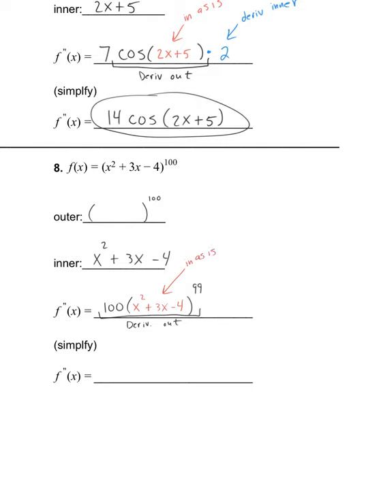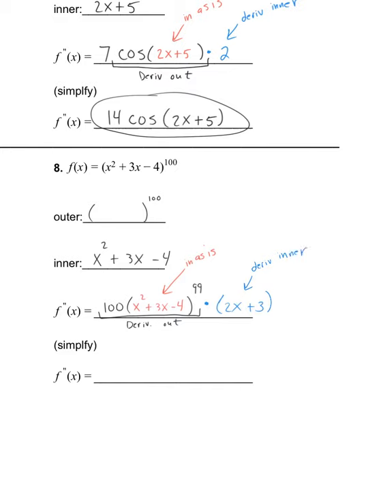All right, now the last step, we multiply everything by the derivative of this. So this is all power rules. The derivative of x squared is 2x. The derivative of 3x is plus 3, and the derivative of negative 4 is 0. So this whole thing here is the derivative of the inner function.